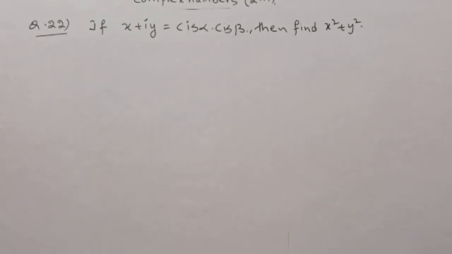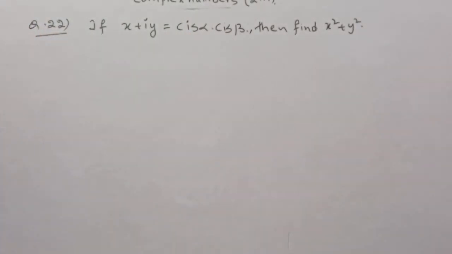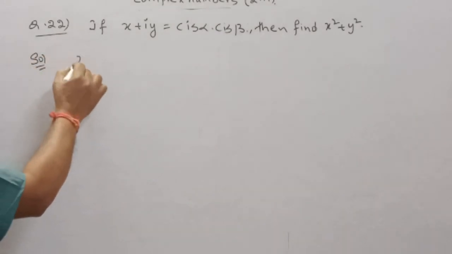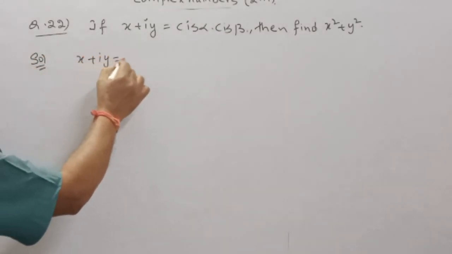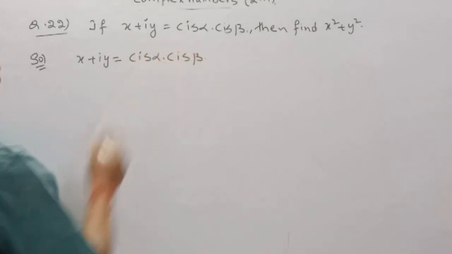Here we have one of the problems from complex numbers. If x + iy is equal to cis α · cis β, then find x² + y². Here, x + iy is equal to cis α into cis β.